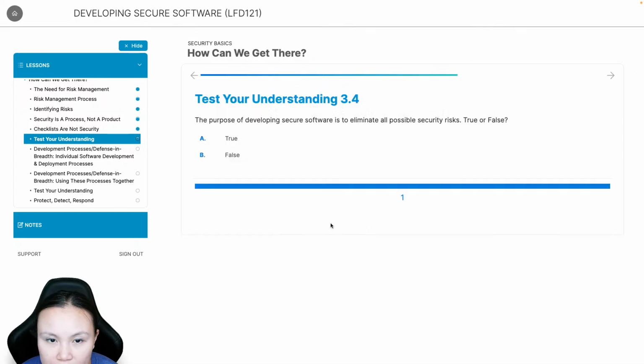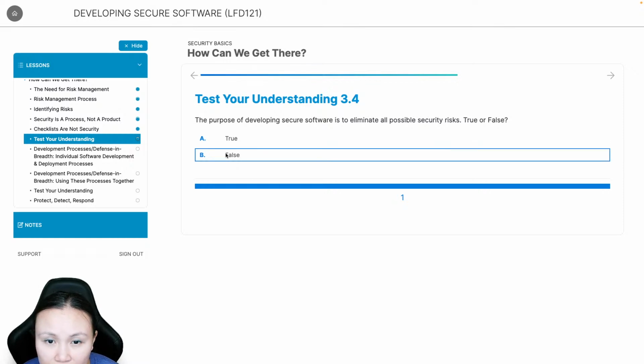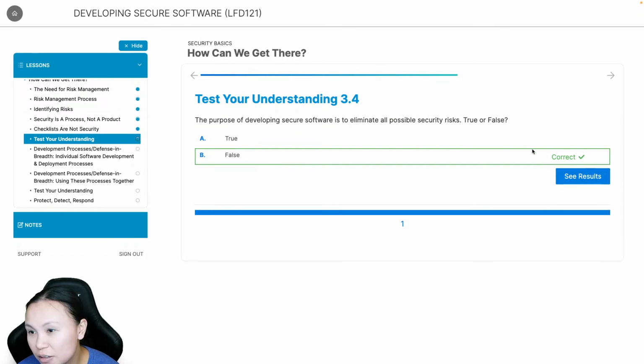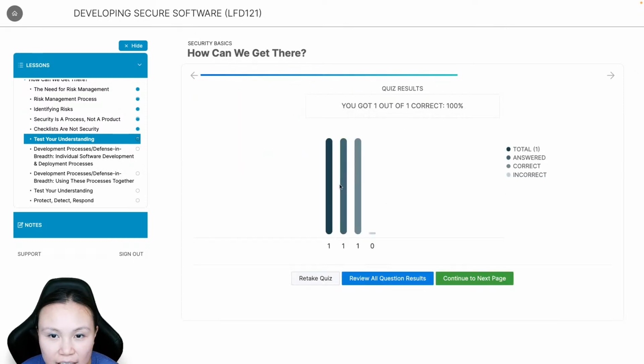So let's see. The purpose of developing secure software is to eliminate all possible security risk. Yes, because like I said, there's no perfect solution. You have to keep on working on it. You can't just be lazy, right?